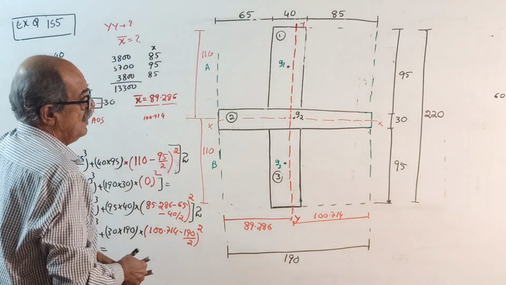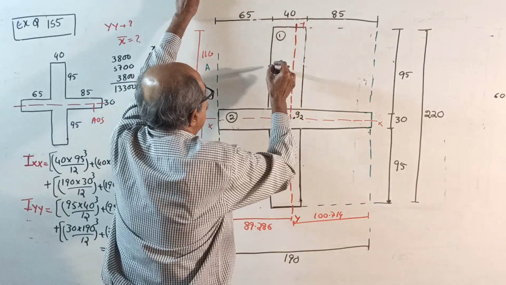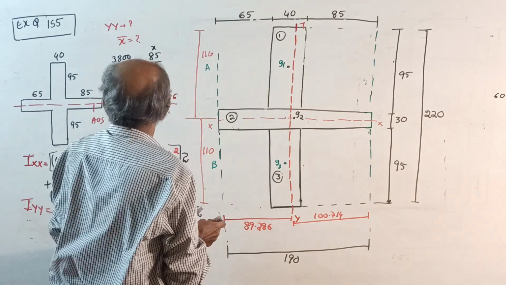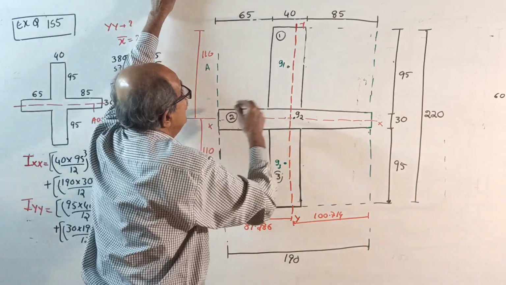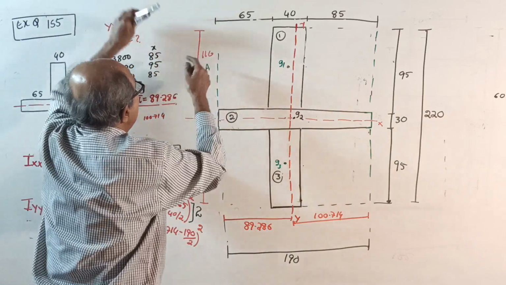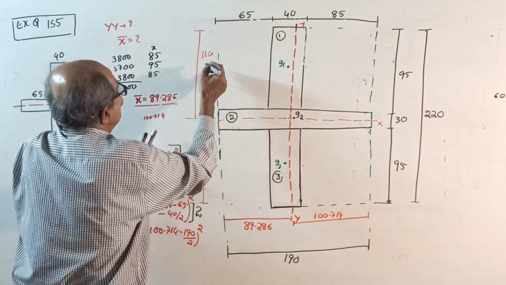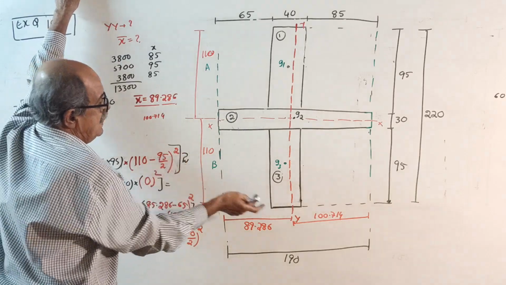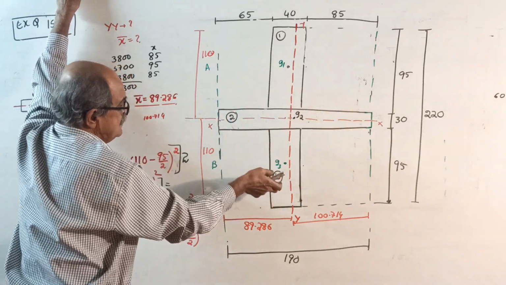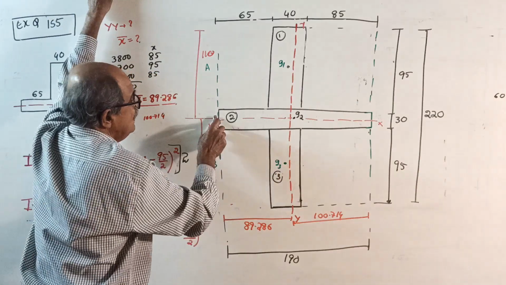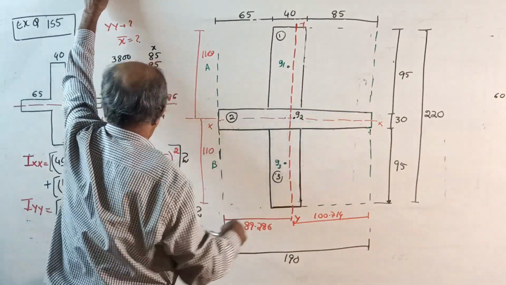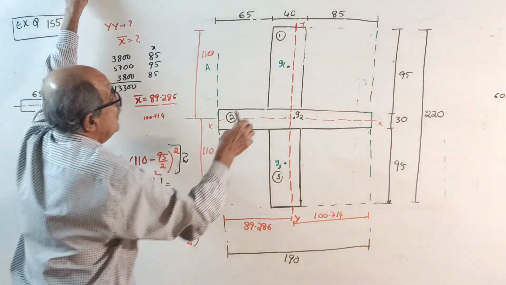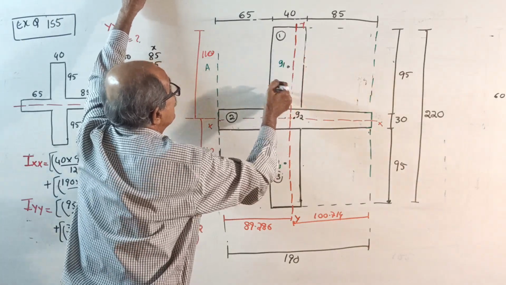Okay, now calculate I. I about its own axis, I about X-X. I about its own axis: 40 into 95 cube by 12, I wrote it there, plus area into 110 minus half of 95, whole square, into 2, because these were the same. Same answer for this one. Or do once again: 190 into 30 cube by 12 plus area into 0 square. Why 0 square? You should think.